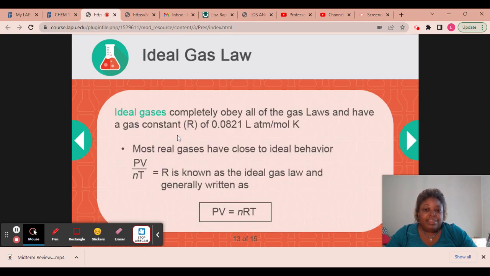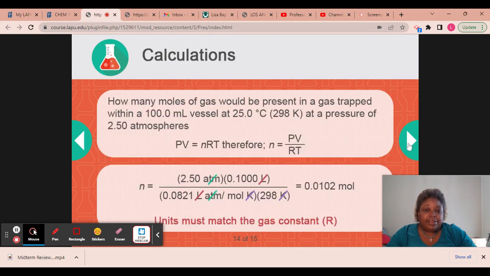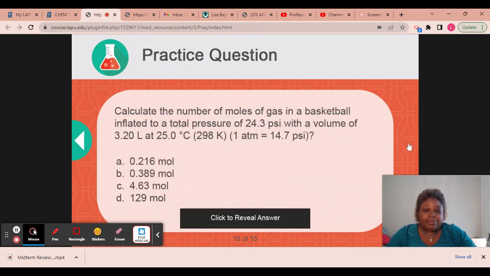Okay. And then we have the ideal gas law, where we have PV is equal to nRT. P is your pressure and it must be in atmospheres. V is your volume, it must be in liters. N is the number of moles. R is this gas constant, 0.0821. And the units for the gas constant are liter atmospheres over moles Kelvin. And then the temperature must be in Kelvin. And then there's an example of that.